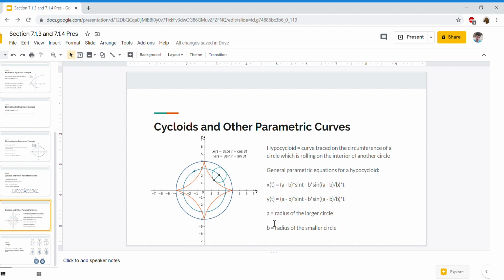a just refers to the radius of the larger circle, and b is the radius of the smaller circle that is rotating. So once you know those values, you can just plug those in for the a minus b and a minus b over b, and then it looks better. So those are the general parametric equations for a hypocycloid using two circles.